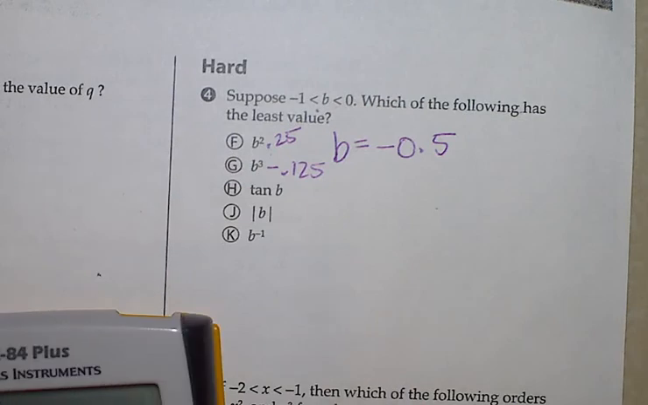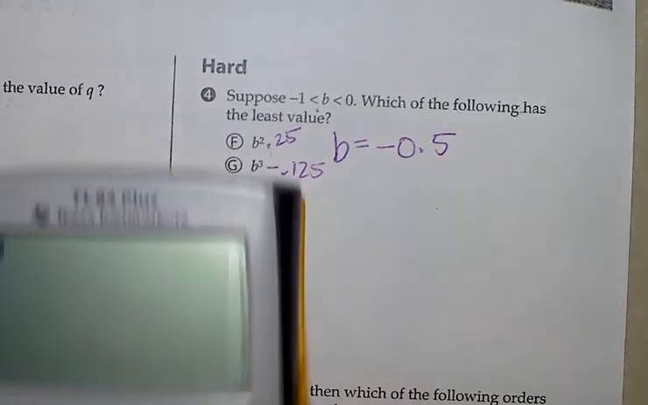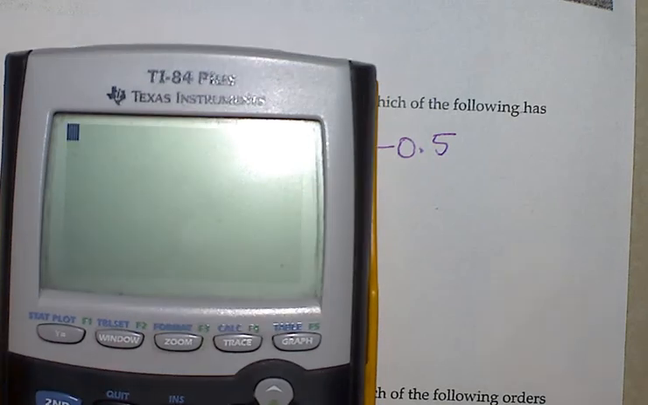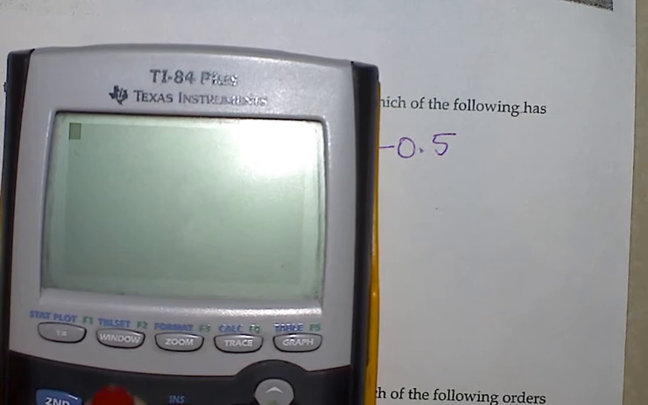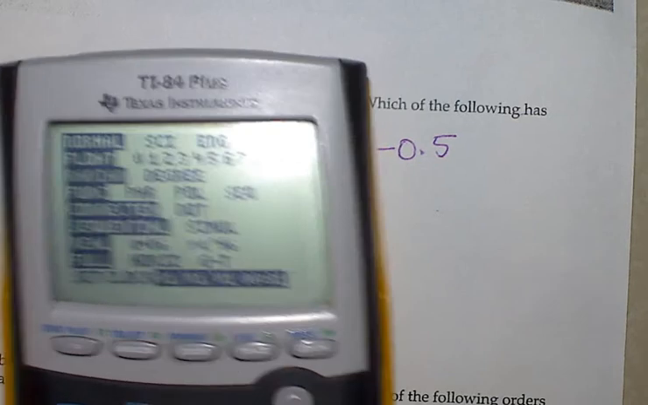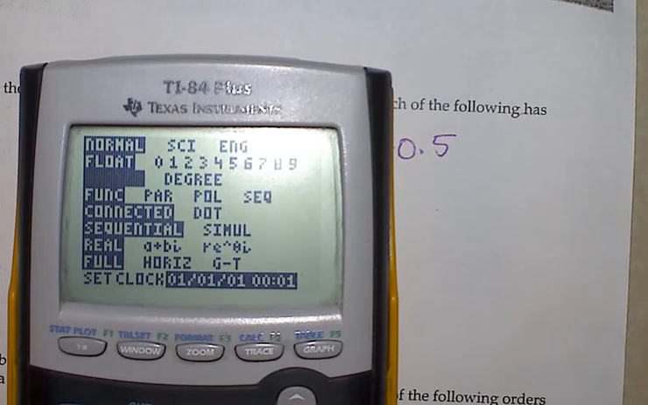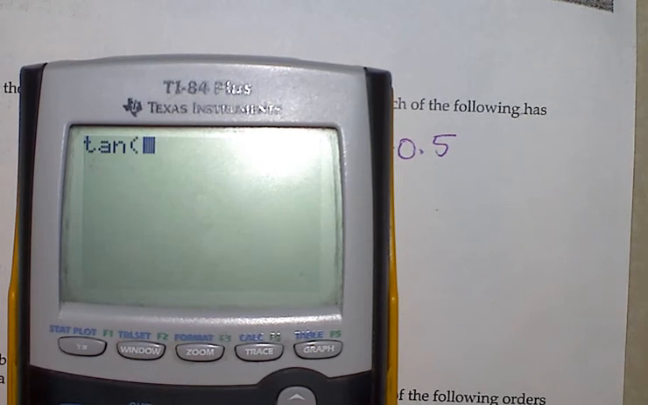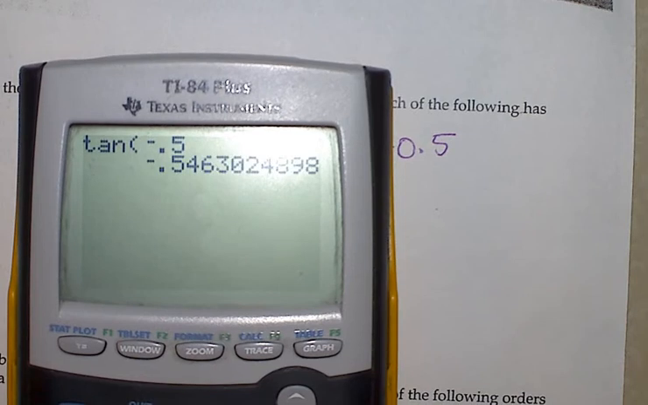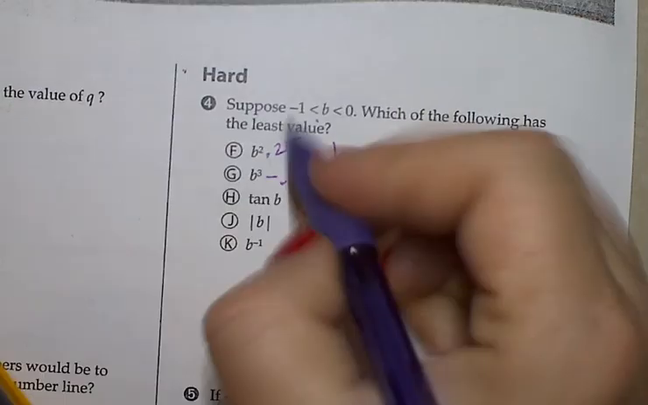Okay, tangent of negative 0.5, tangent. Please make sure right now that your calculator, do me a favor, hit mode and make sure that's in radians if it's not currently there. We're not working with degrees, so it needs to be in radians. So tangent of negative 0.5 is negative 0.54 approximately.